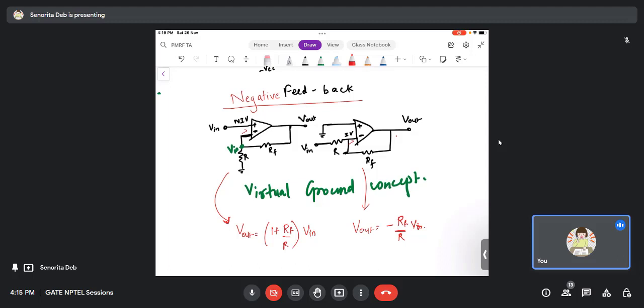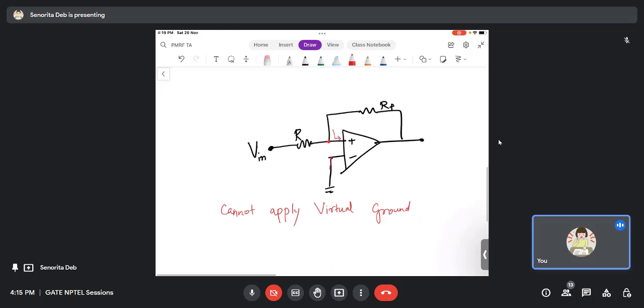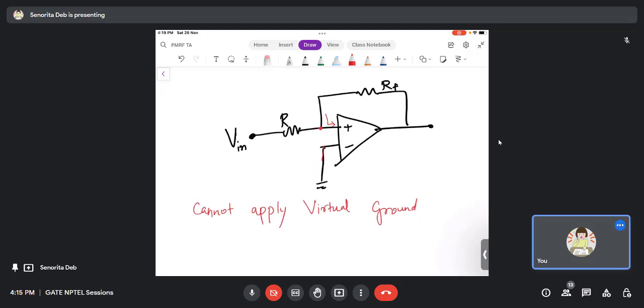Now, with this small amount of conceptual knowledge, we go to the positive feedback concept. So now you see I am putting the input in the non-inverting terminal, and there is this circuit.